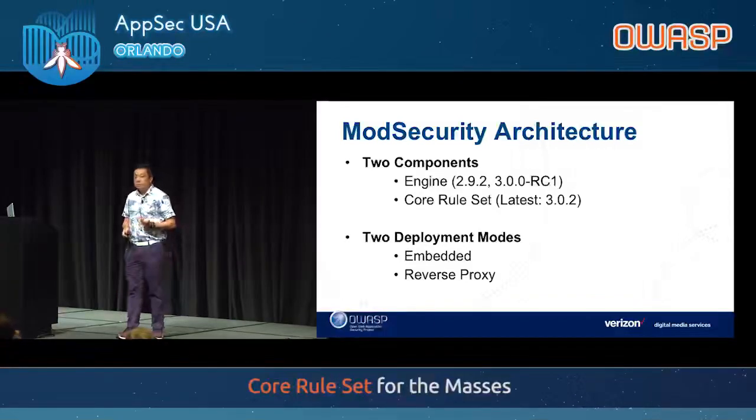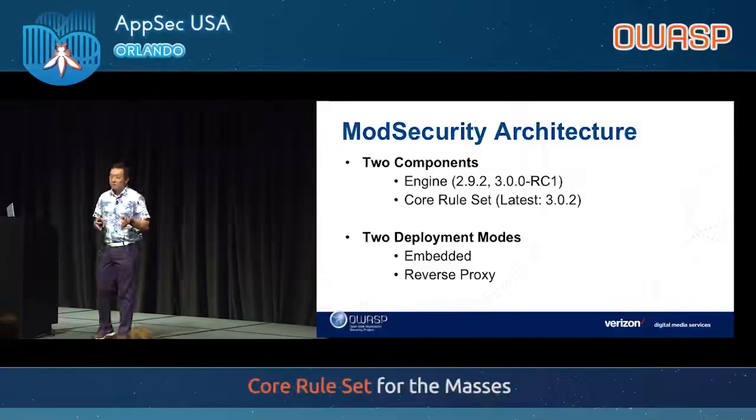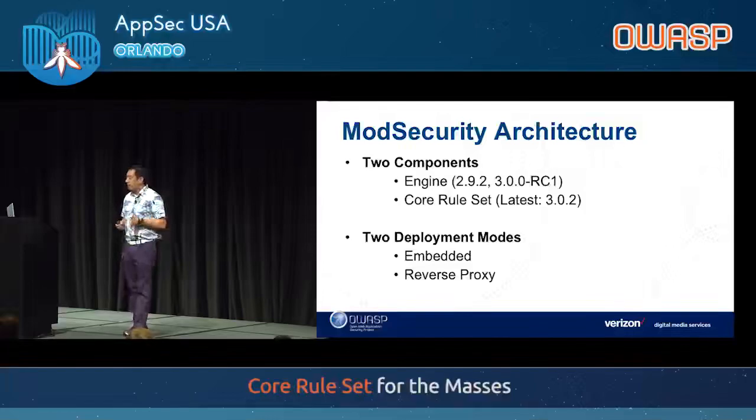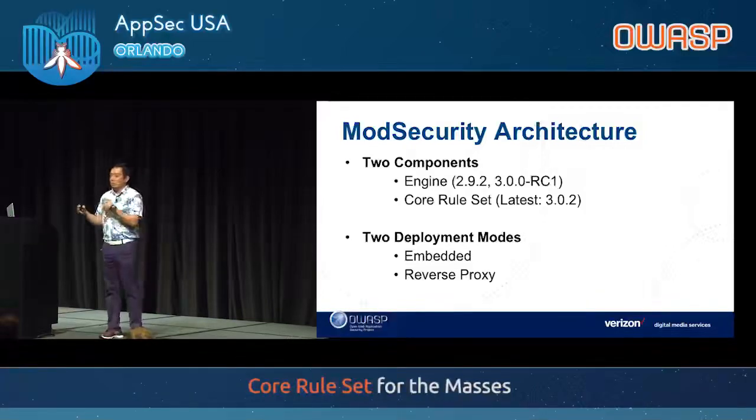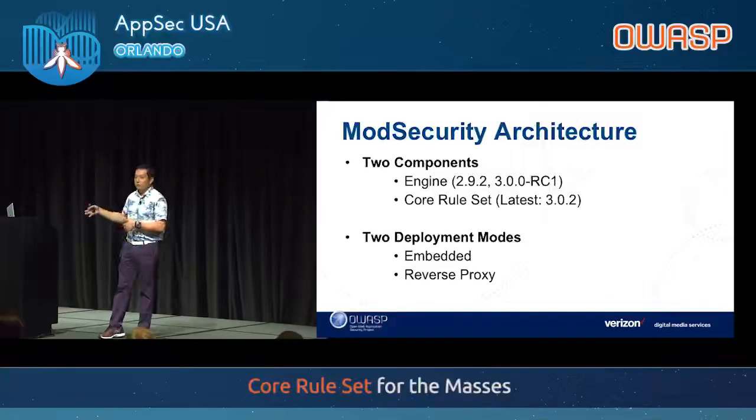And there are two deployment modes. You can deploy it as part of your web server, so you can install the module on your Apache or IIS or Nginx, or you can use it as a reverse proxy, and then you can load it onto your load balancer, SSL terminator, or in our case, we load this onto our CDN as a first point of contact between the browser or the end device and the other end of the HTTP connection.